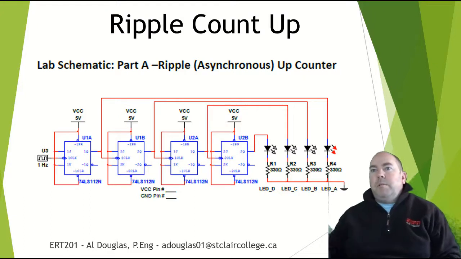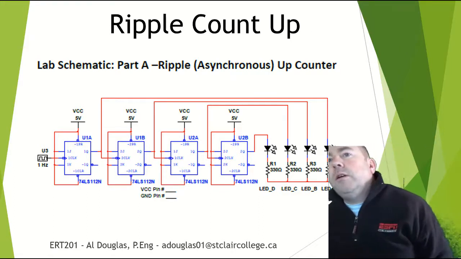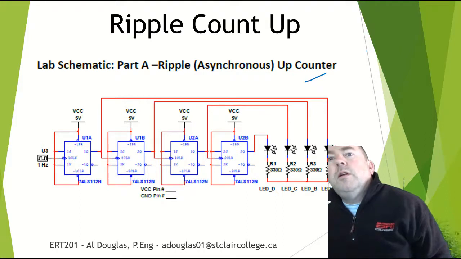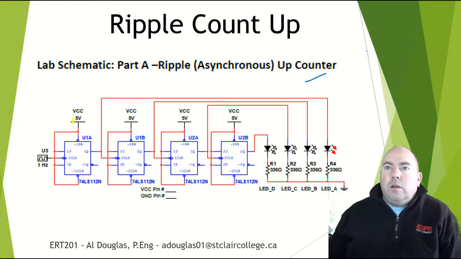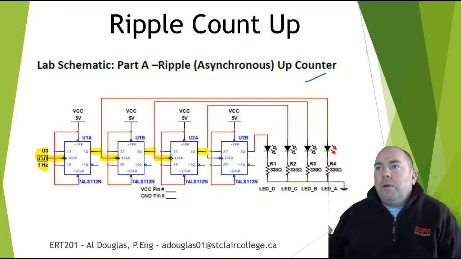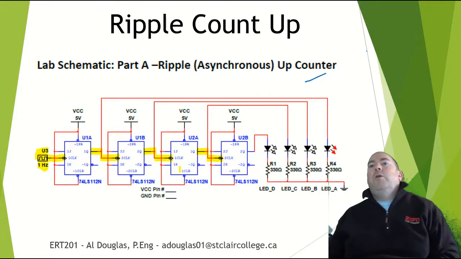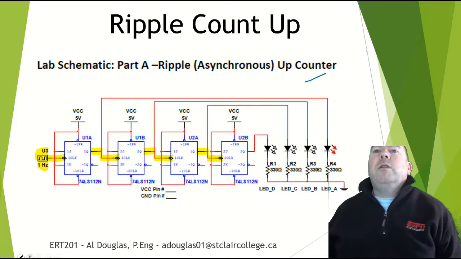So how do we actually wire this up? So you will see here, I'm going to go to highlighter mode here. Bring up my highlighter. So we have our 1 hertz clock feeds into the clock here. Then we have our Q feeds into the clock of the second one. Our Q of the second one feeds into the clock of the next one. Our Q of the next one feeds into the clock of the next one. And you can keep on going like this over and over and over again to build up as many bits as you want.